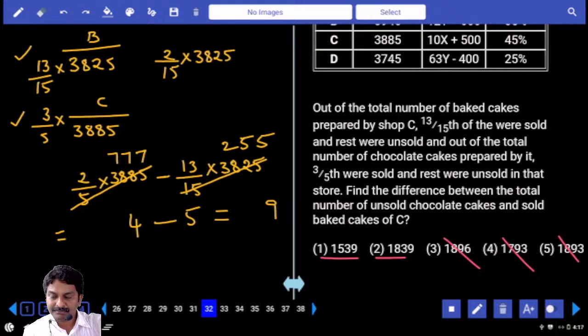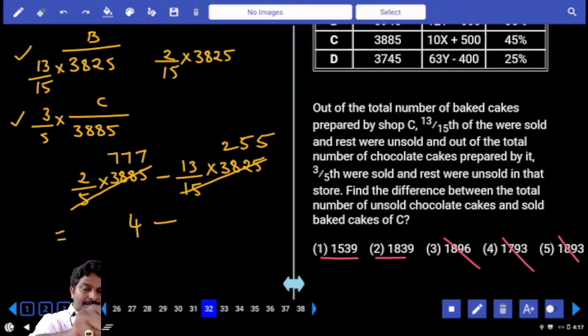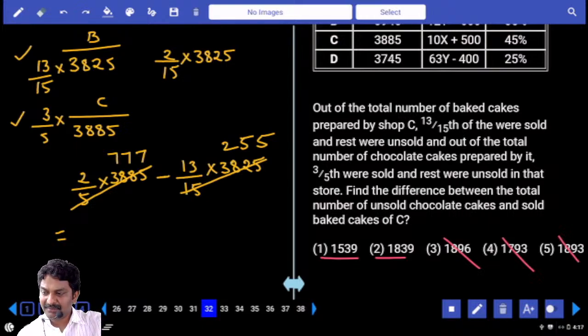Two possibilities are there. Both are 3 multiples only. Yes, nothing can be done. We have to calculate. Did we do it correctly?